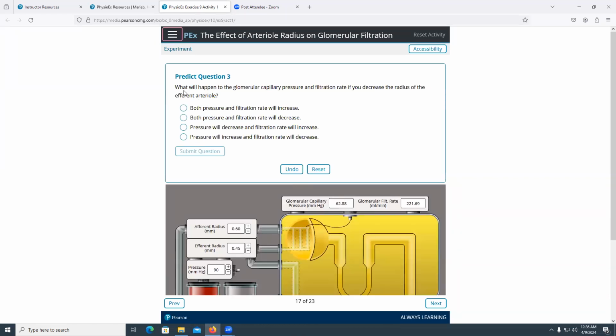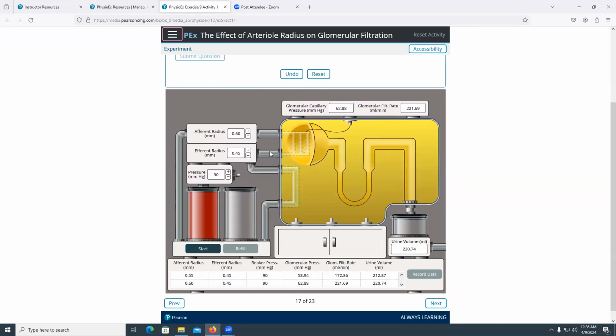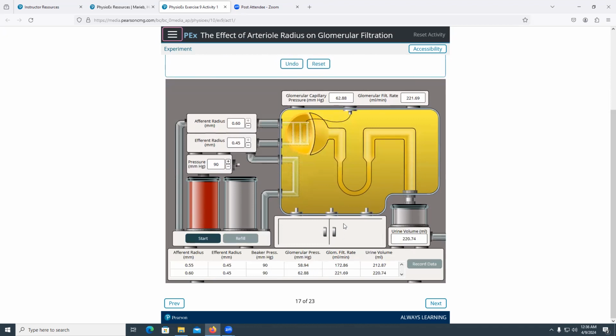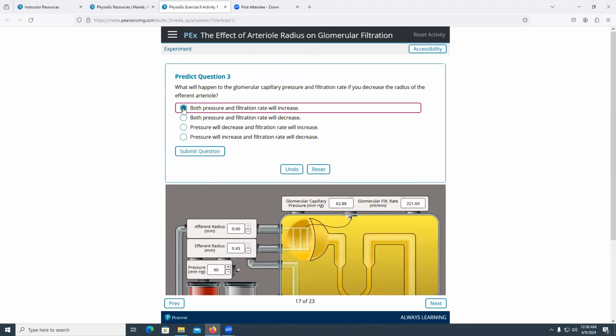Submit question. What will happen to the glomerular capillary pressure and filtration if you decrease the radius of the efferent? So now we're decreasing the outlet. If you decrease the efferent arteriole, that means you will make the exit, the outlet, narrower. So fluids will be in the capsule for a longer time, and that will increase the filtration rate, and that will increase the glomerular pressure. So both pressure and filtration will increase.